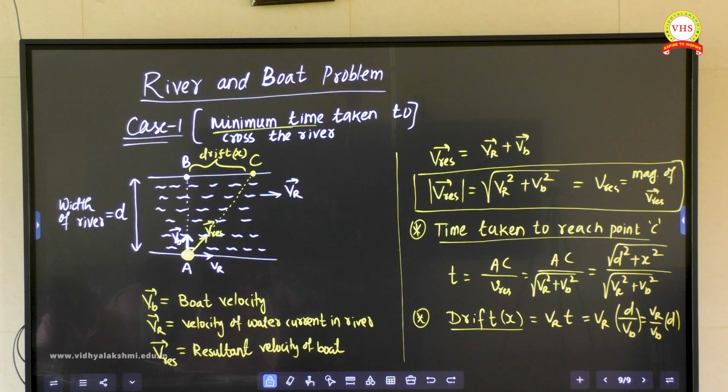Now next we will see case 2. In case 2, we want to reach exactly opposite to the B point. In case 2 we will see. First you note it down.